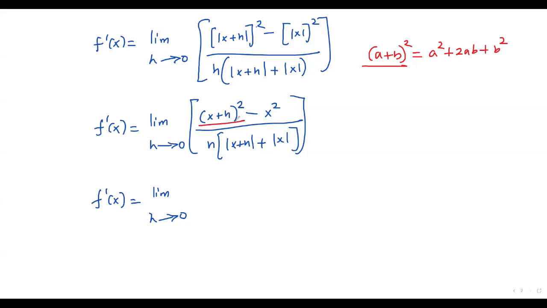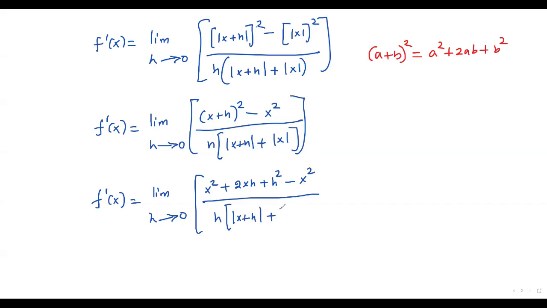I use this identity to expand the square of the binomial here. We have x in place of a and h in place of b. So at the place of a we plug in x, and at the place of b we plug in h. Then I'm getting x squared plus 2 times x times h plus h squared. Here it's not multiplication, it's 2ab. Then minus x squared, which I take as it is, divided by h times the absolute value of x plus h plus the absolute value of x. The x squared and minus x squared cancel out.